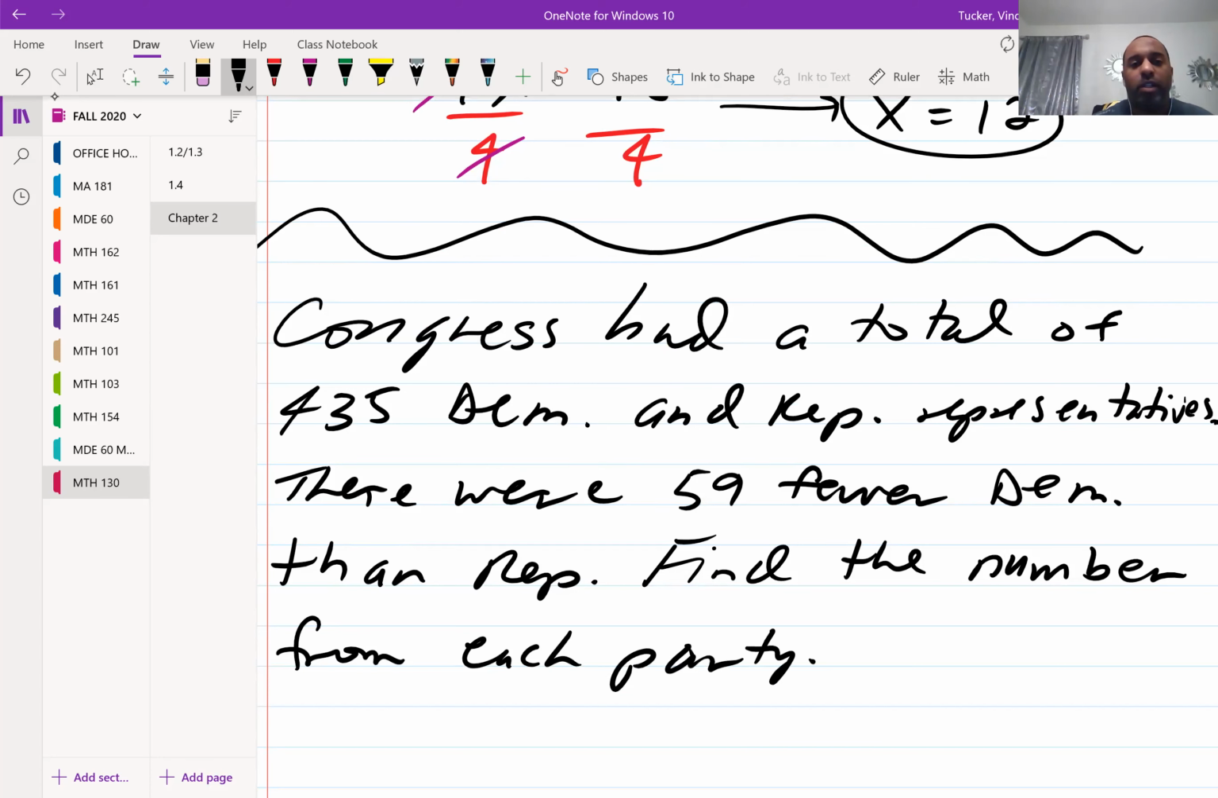All right, so Congress had a total of 435 Democratic and Republican representatives. There were 59 fewer Democrats than Republicans. Find the number from each party.